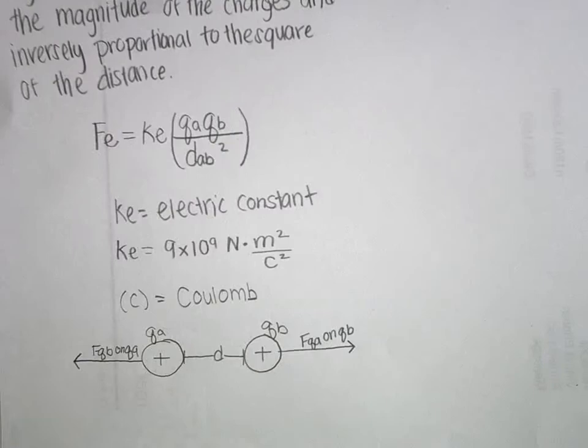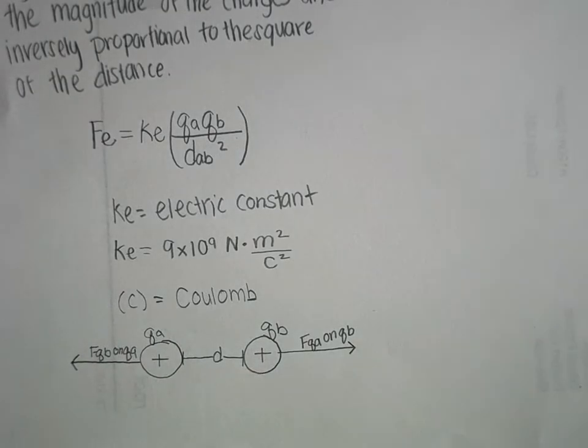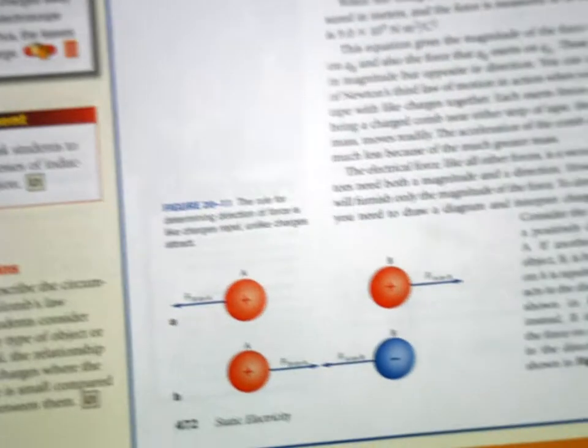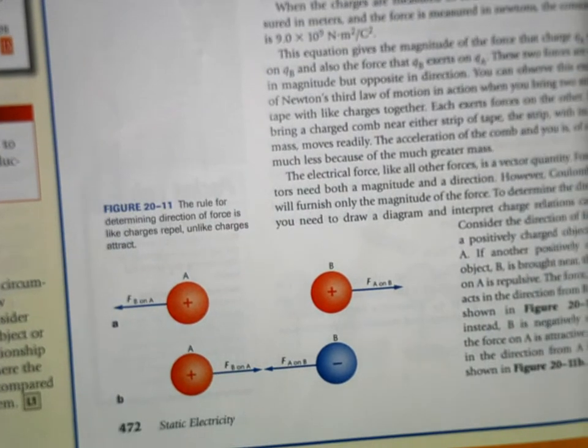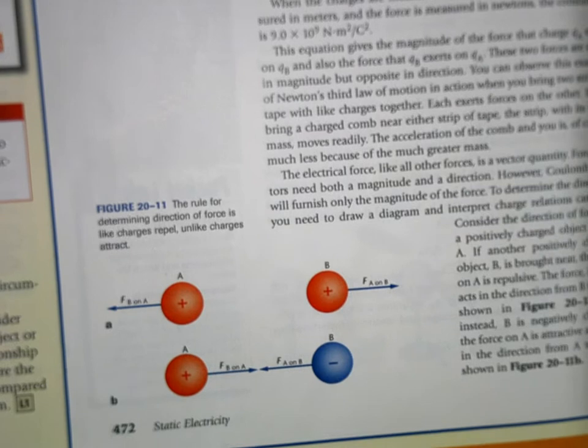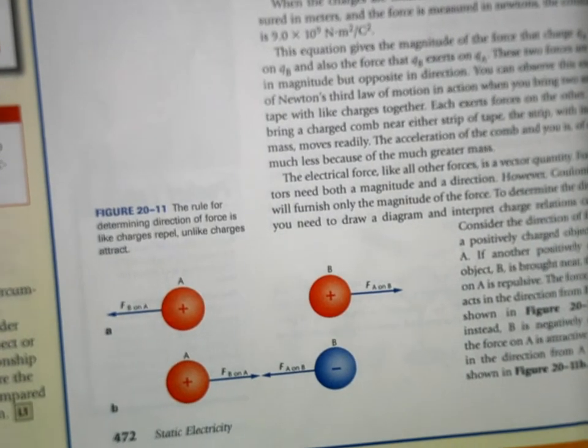And this would be similar if you have 2 negative charges. This diagram is also in your book on page 472. If that helps you better, you can look in your book, and it has the same drawing.